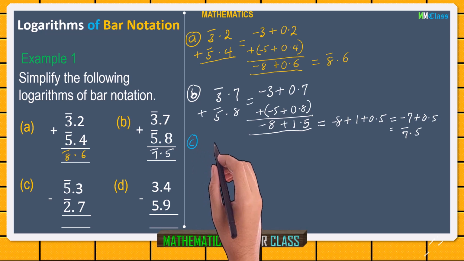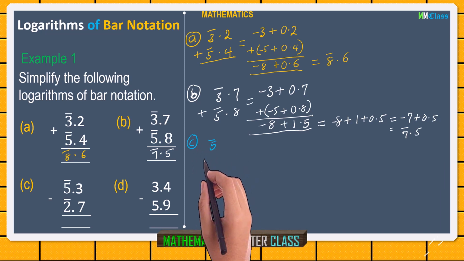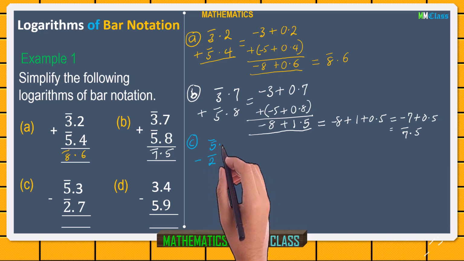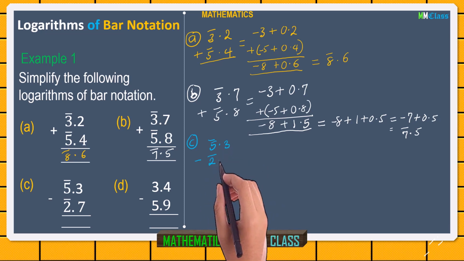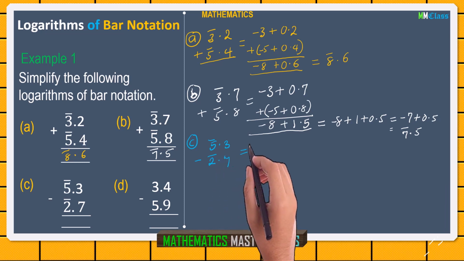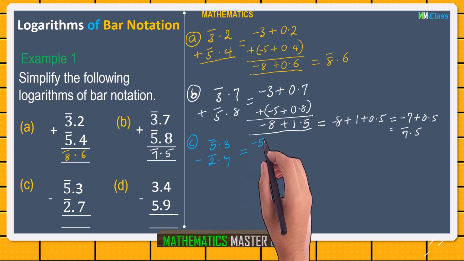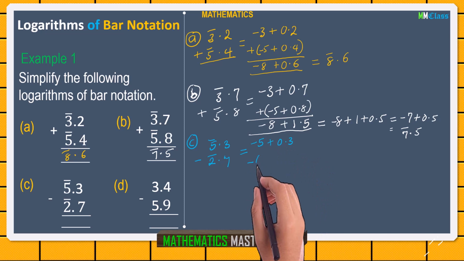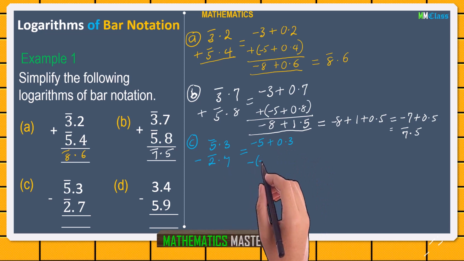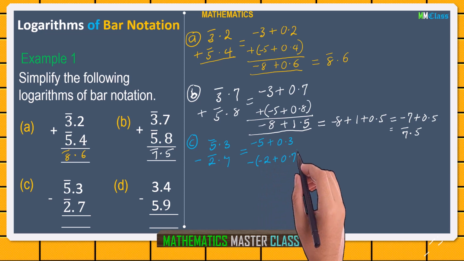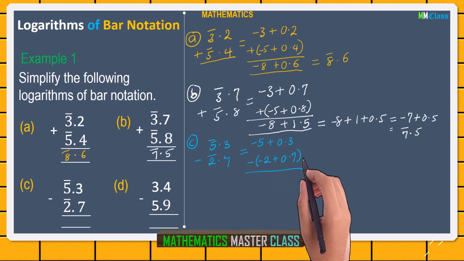Start with the C part of the work. We have bar 5 minus bar 2, bar 5.3 minus bar 2.7. So we now expand bar 5 as minus 5 plus 0.3 minus open bracket bar 2 become minus 2 plus 0.7. Close the bracket.